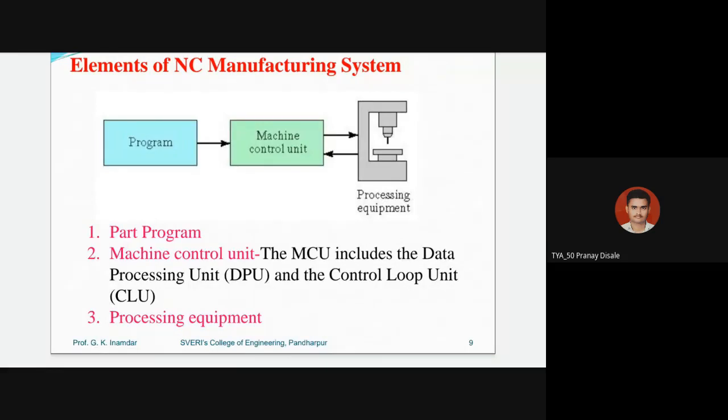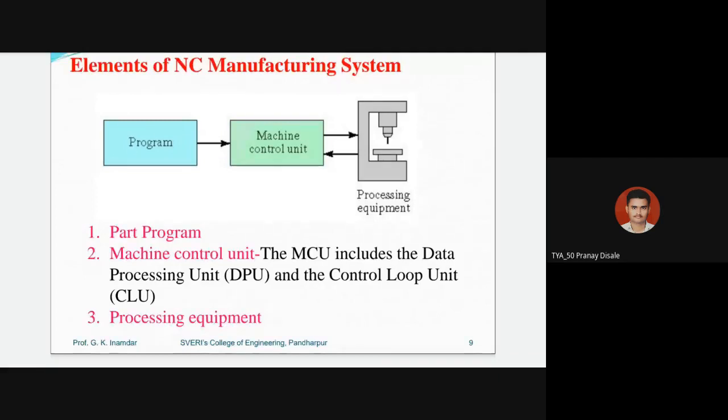This is nothing but a computer, by using computer aided manufacturing. That controlling is the role of the computer or any software. Now the second part is the machine control unit. What will the machine control unit do?